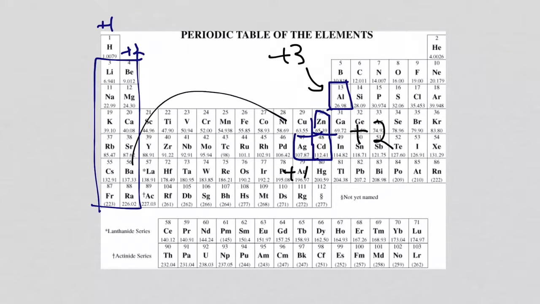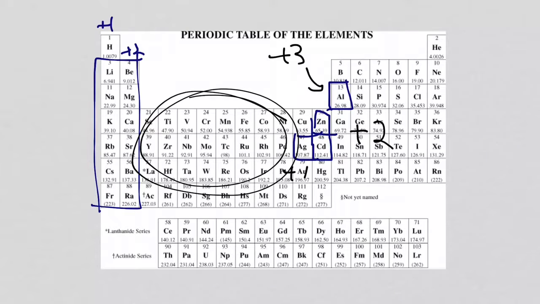Okay, the rest of the metals here in the middle, those are what we call transition metals or transition elements. Sometimes they have one charge, sometimes they have another, and that is going to depend on what it's bonding with and what the name looks like. So we'll get to that in a moment.